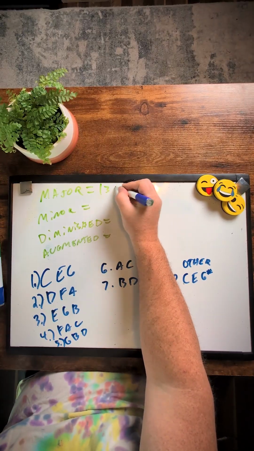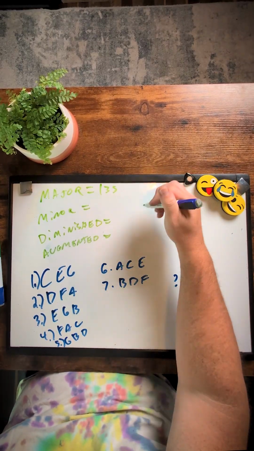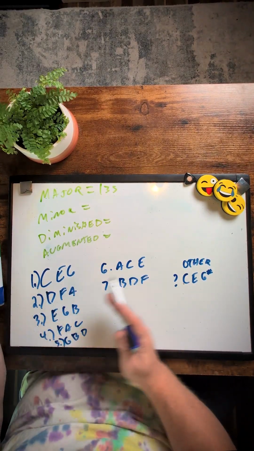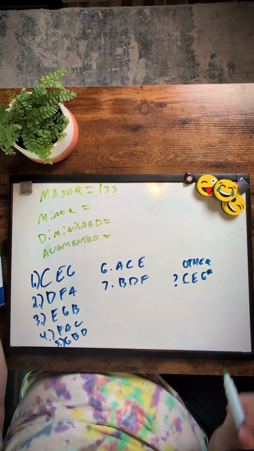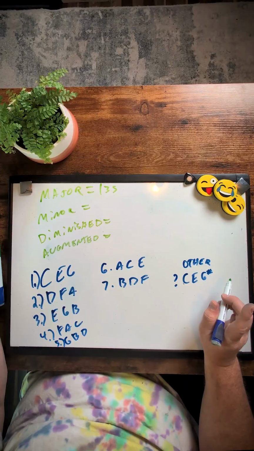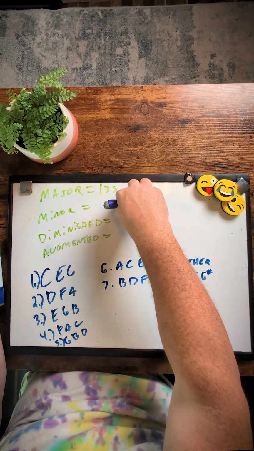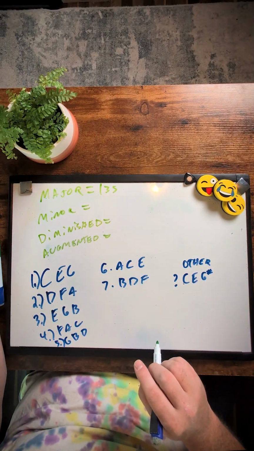Major, 1, 3, 5 of the major scale. Any chord, any triad that you're trying to know what it is, if you're trying to analyze and say what kind of triad this is, the only thing you have to do to figure this out is to compare it to its own major scale's 1st, 3rd, and 5th note.